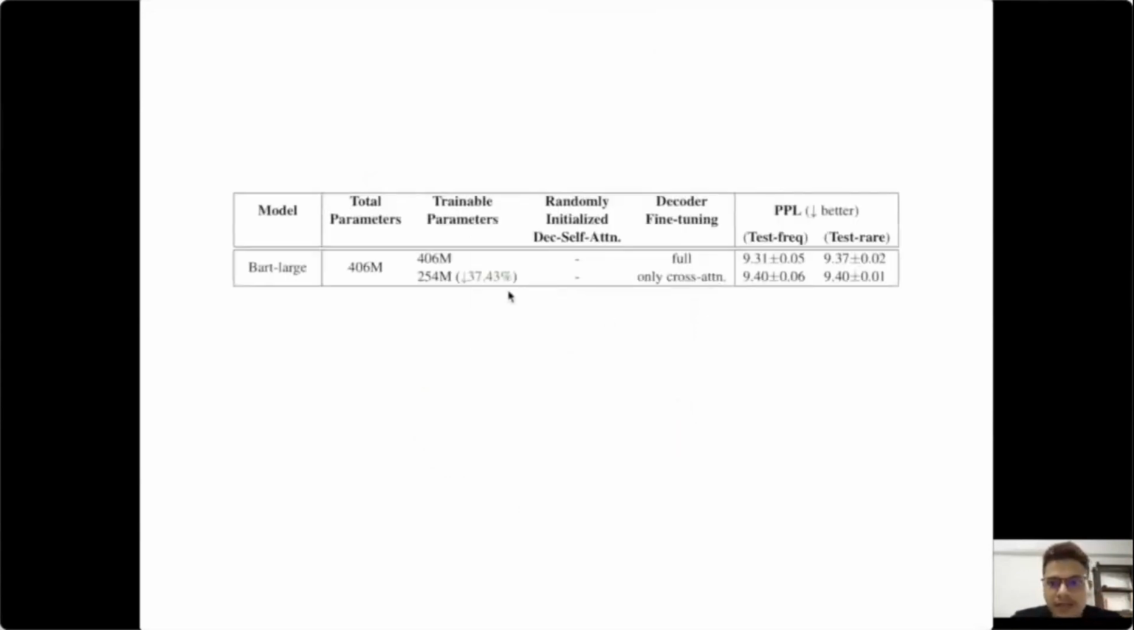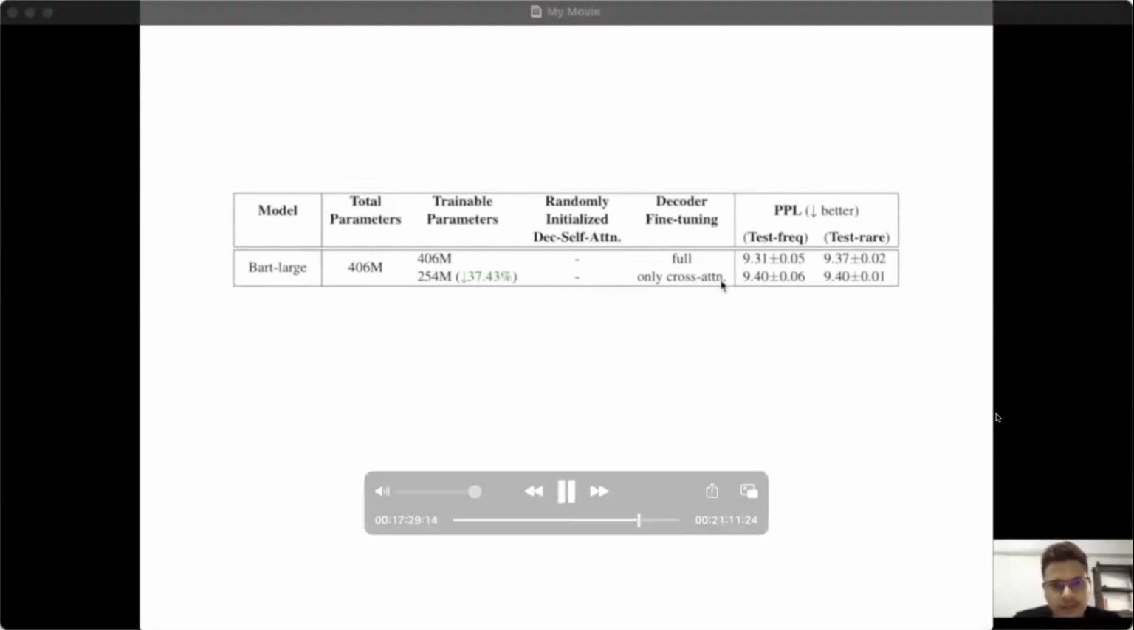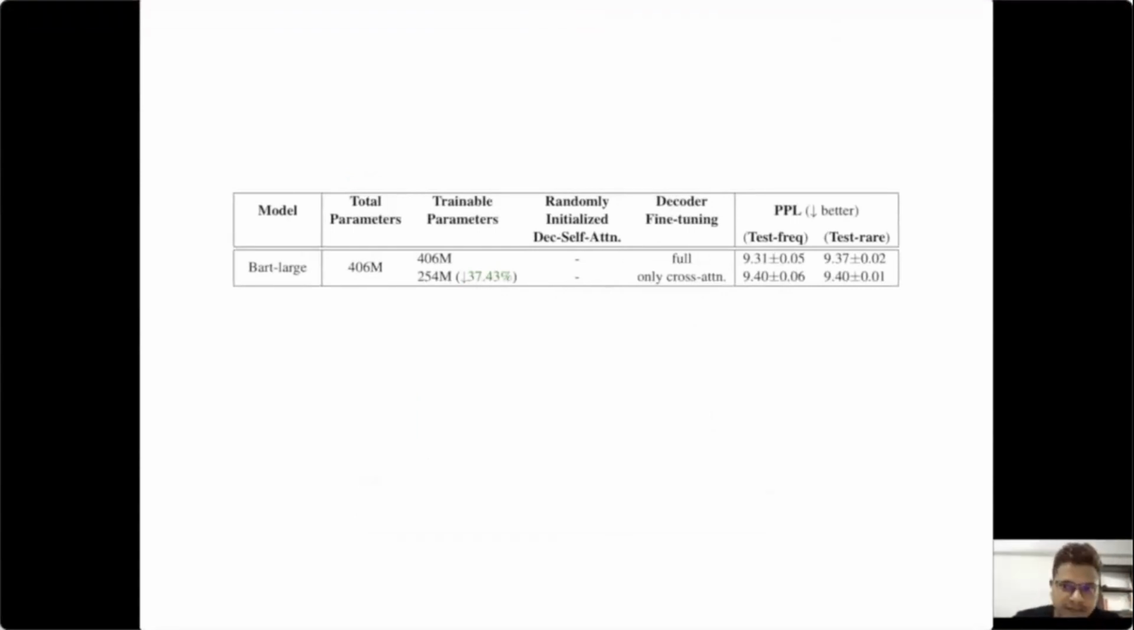When we do that, we see that there is essentially no difference whether we fix or not fix the self-attention of the decoder. This is very important because we get similar performance with a 37% decrease in trainable parameters. So it saves memory and computation from those frozen parameters because we do not need to maintain the gradient subgraphs and the gradient updates for those frozen parameters.